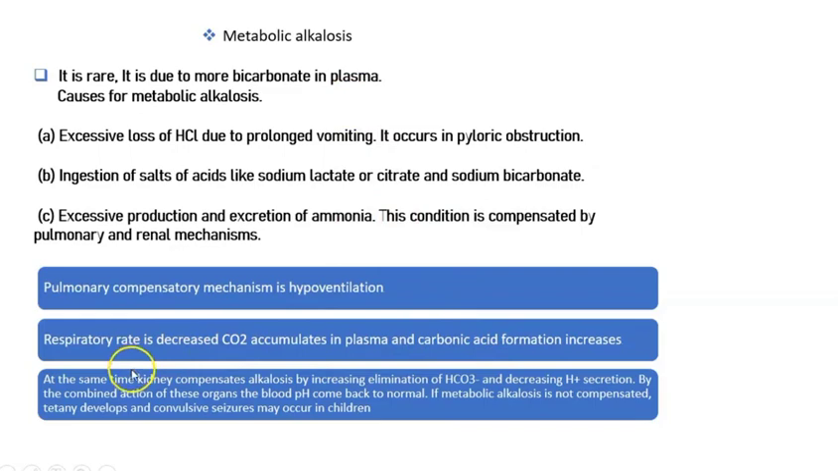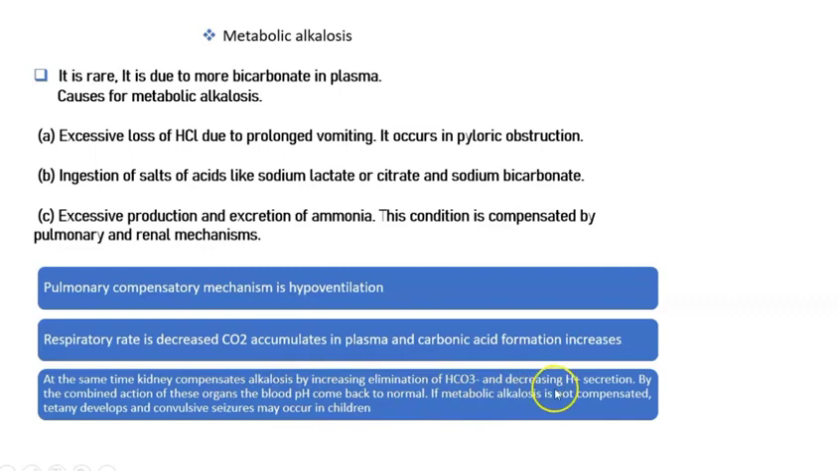At the same time, the kidney compensates this alkalosis by increasing elimination of HCO3 and decreasing hydrogen ion secretion. Think about this carefully. The kidney can compensate this alkalosis by increasing elimination of HCO3 and decreasing hydrogen ion secretion. By the combined action of these organs, the blood pH can be leveled to come to normal.